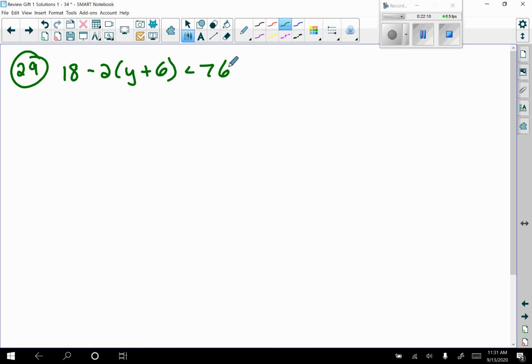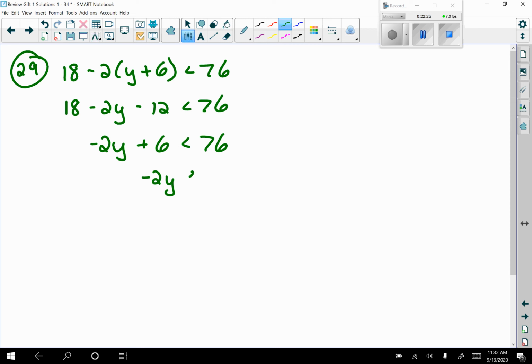All right, another single inequality, distribute the negative 2. So 18 minus 2y minus 12 is less than 76. I can combine the 18 minus 12, so I'll get a negative 2y plus 6 is less than 76. Subtract 6, so negative 2y is less than 70. I am dividing by a negative 2, so I have to flip my inequality sign, and we'll get a negative 35. 70 divided by negative 2 is negative 35.